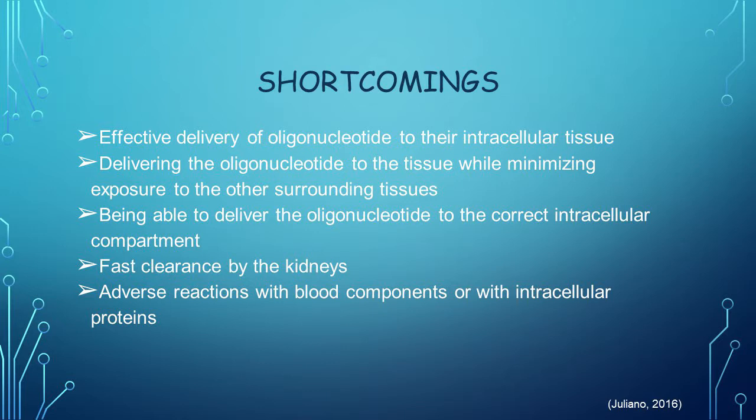Phosphorothioate antisense oligonucleotides bind to plasma proteins, consequently slowing renal clearance and enabling wide-ranging distribution to tissues with high accumulation in the liver and kidneys. Other problems can include adverse reactions with blood components or with intracellular proteins.